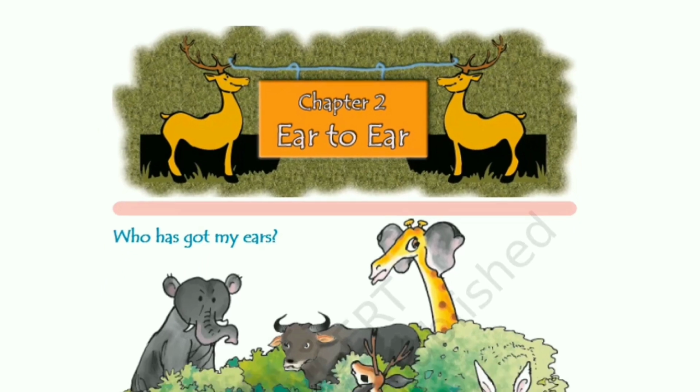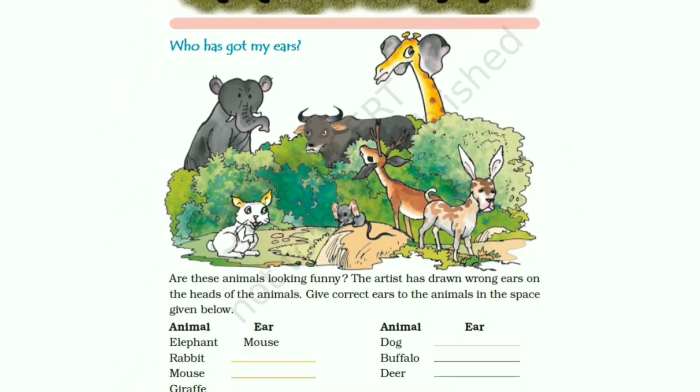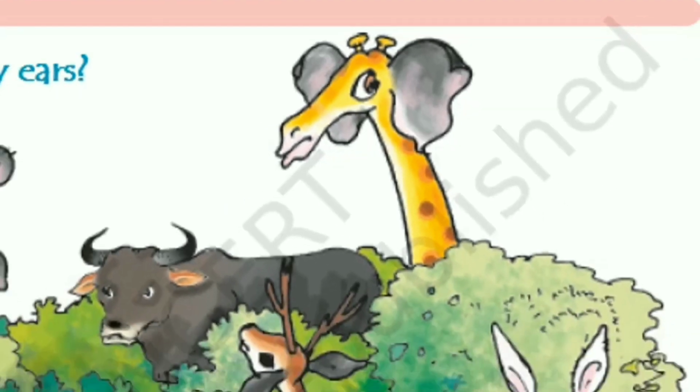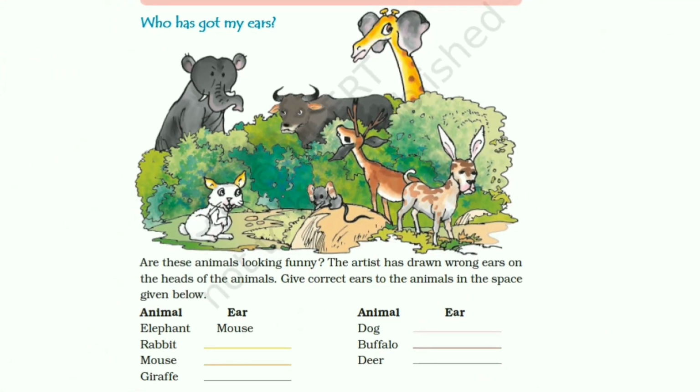Okay. So, are these animals looking funny? For instance, the giraffe is acting like everything is normal. But we know that these ears are not normal, and this giraffe is definitely looking very funny. The artist has drawn wrong ears on the heads of these animals. Give correct ears to the animals in the space given below.